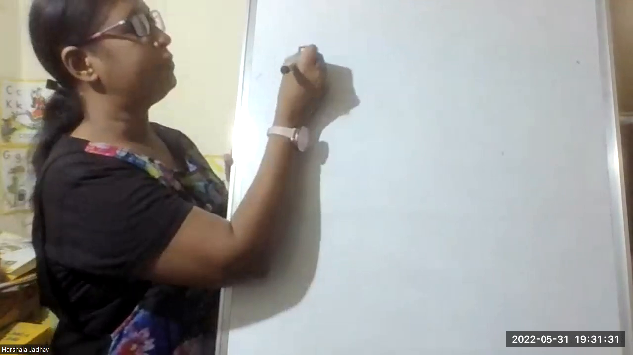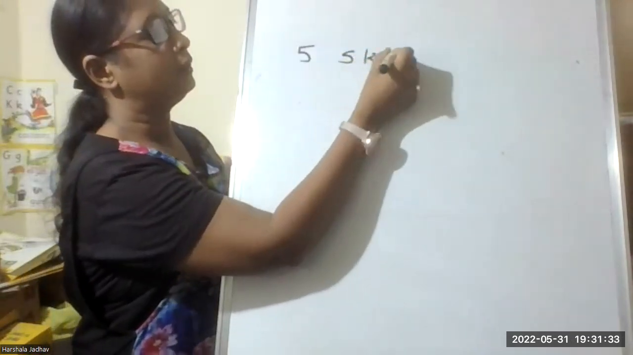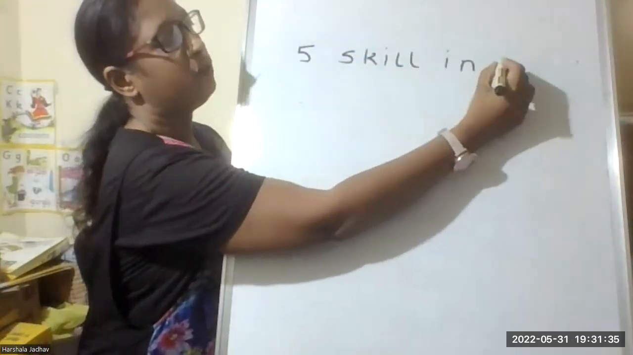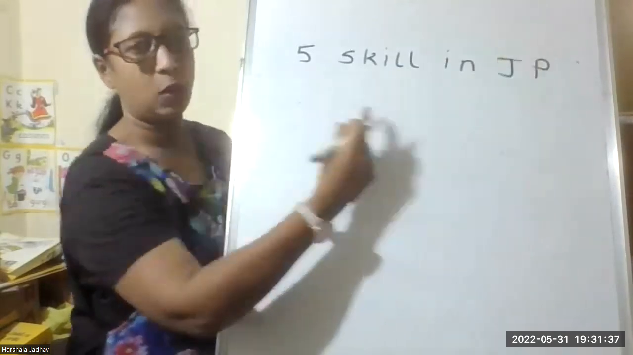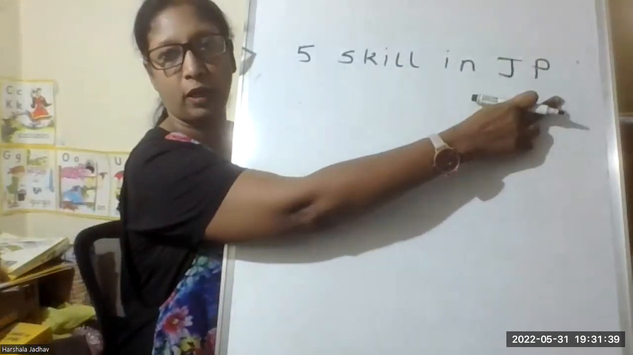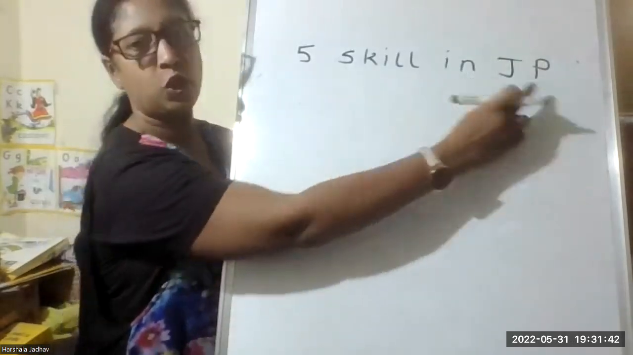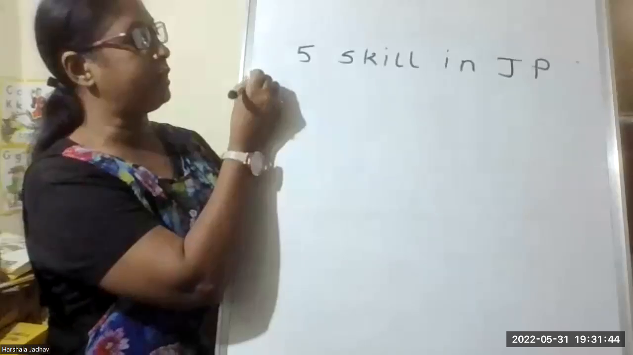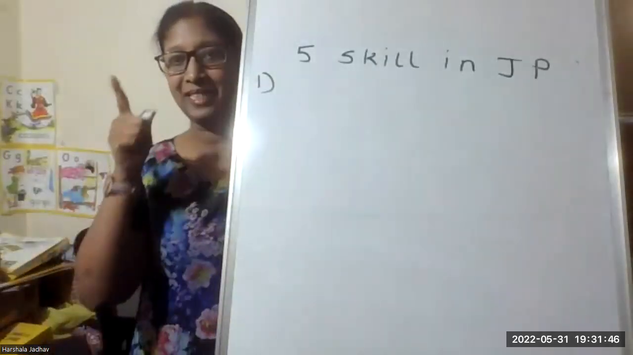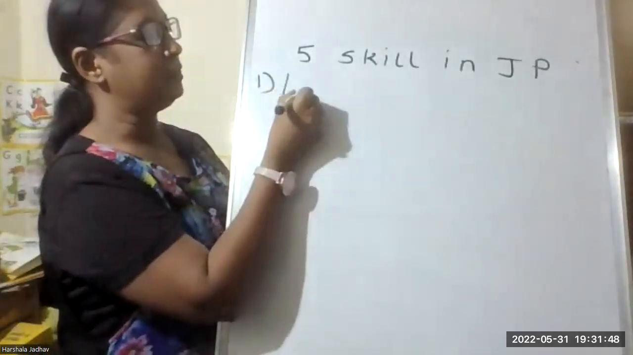So what are the 5 skills? Now for Jolly Phonics, I'll write JP. Now onwards, I'll write JP, that is Jolly Phonics. Okay, 5 skills in Jolly Phonics, very important for you to understand. Let's talk about the first basic skill in Jolly Phonics, and that is learning.